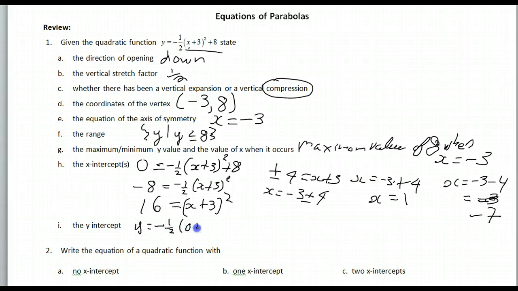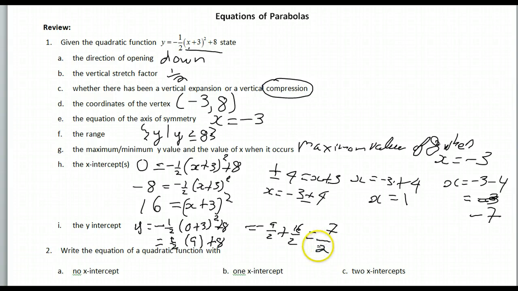The y-intercept, scroll down a bit, occurs when x is equal to 0: -1/2 (0 plus 3) squared plus 8, which will be -1/2 times 9 plus 8. -9/2 plus 16/2 is 7/2.